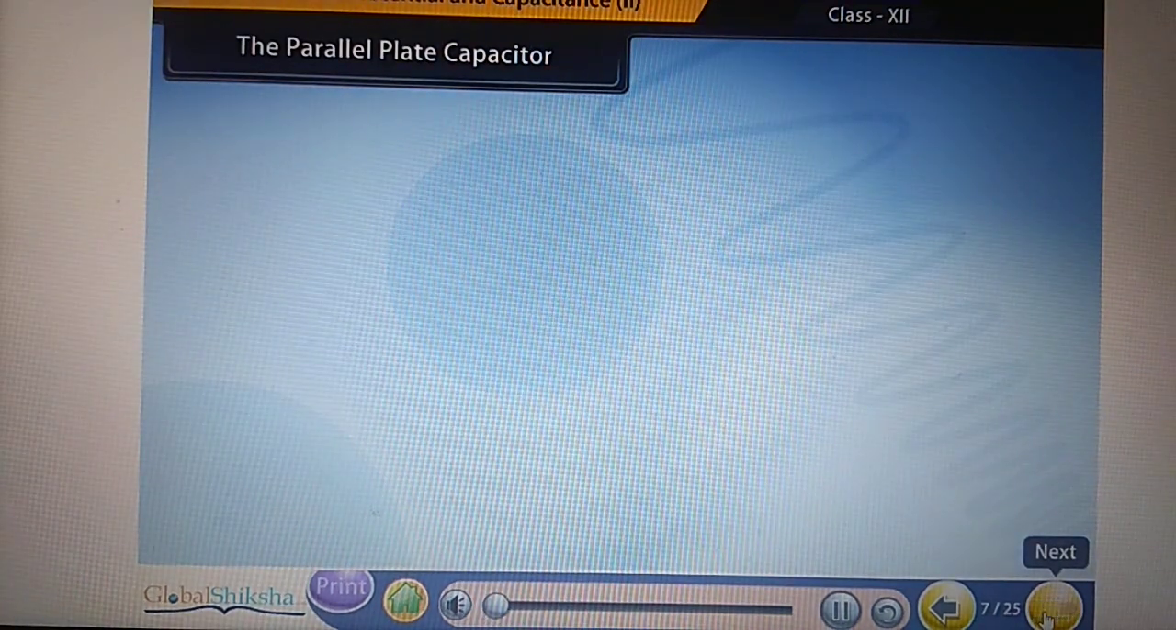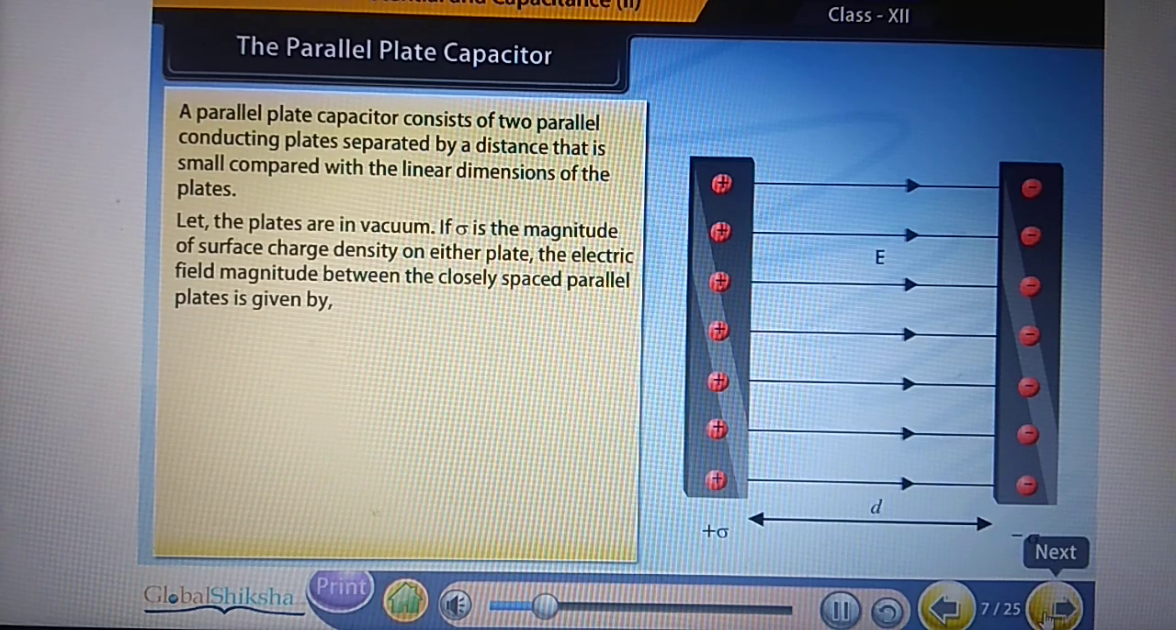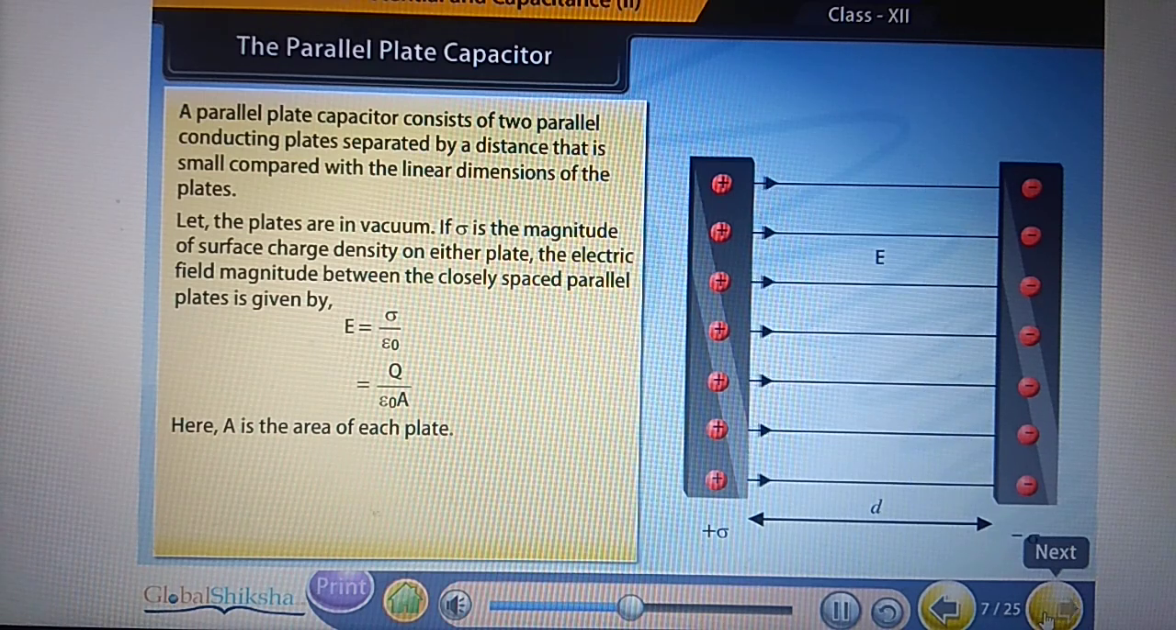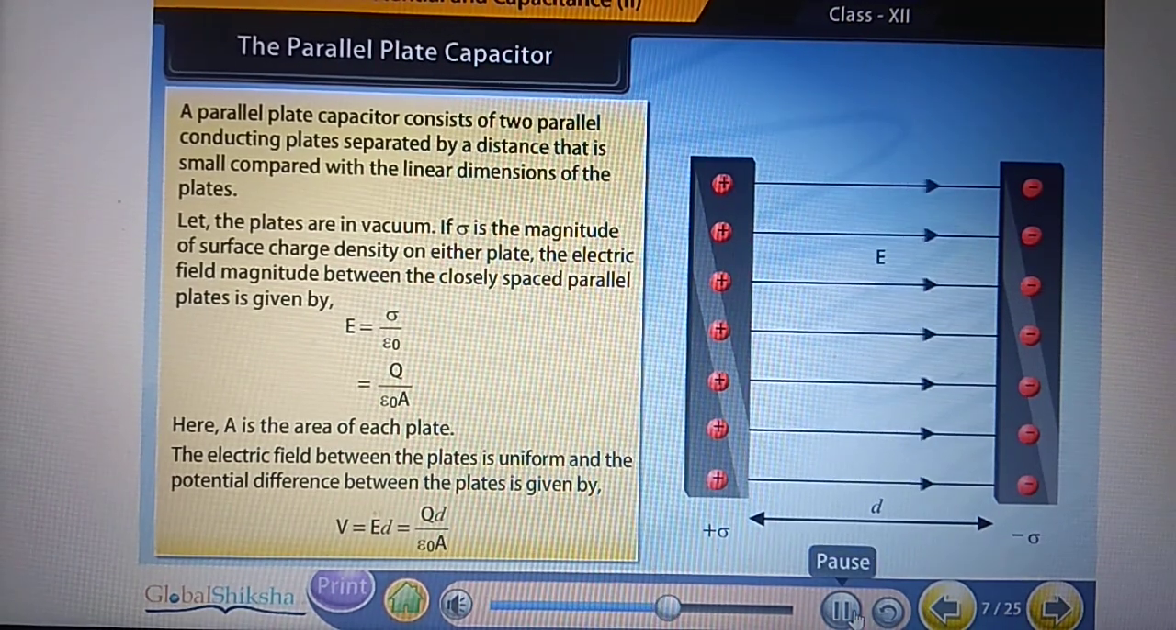The parallel plate capacitor. A parallel plate capacitor consists of two parallel conducting plates separated by a distance that is small compared with the linear dimensions of the plates. Let the plates be in vacuum. If sigma is the magnitude of surface charge density on either plate, the electric field magnitude between the closely spaced parallel plates is equal to sigma upon epsilon naught, but sigma is equal to Q by A. Put the value of sigma in the above equation. We get E is equal to Q divided by epsilon naught A. Here, A is the area of each plate. The electric field between the plates is uniform and the potential difference between the plates is given by E d, which is equal to Q d upon epsilon naught A.